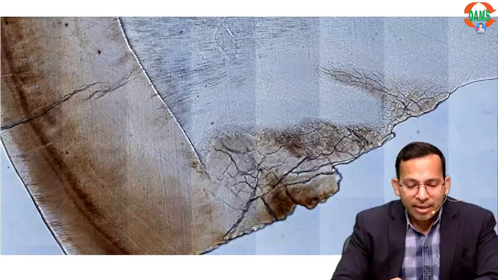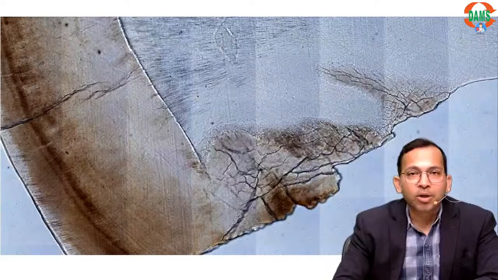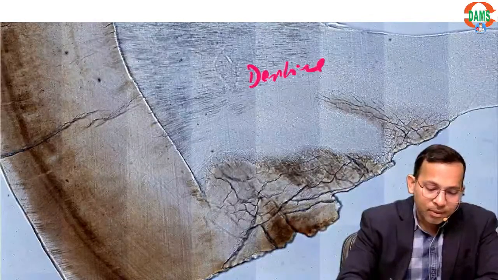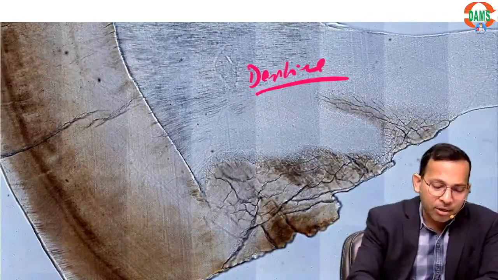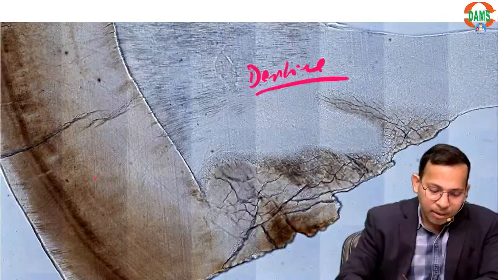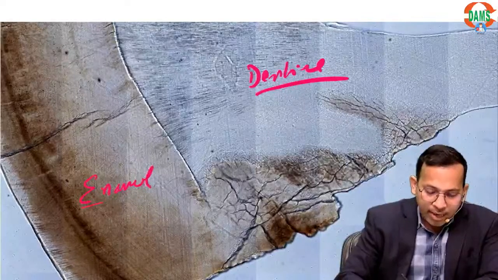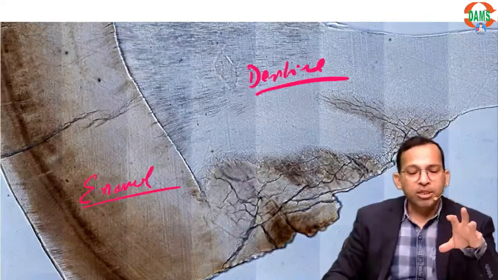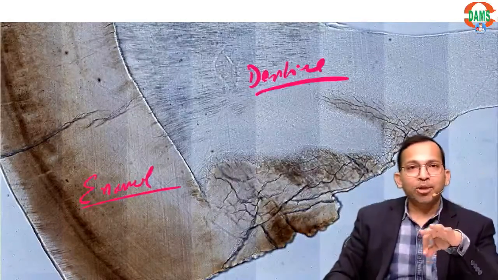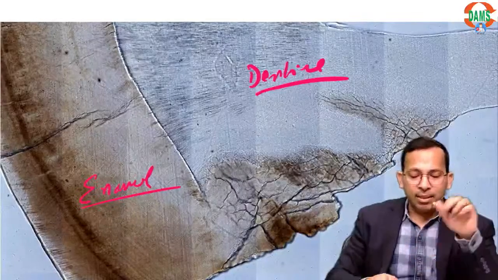Now this is a slide which represents a pathologic condition. Can any one of you identify what it is showing? I will help you with it, right? Let me tell you that this is dentine, right? And this dark appearing tissue is enamel. So if I have told you this much, that we have dentine and we have enamel, can you identify the pathologic feature that is shown in this diagram?